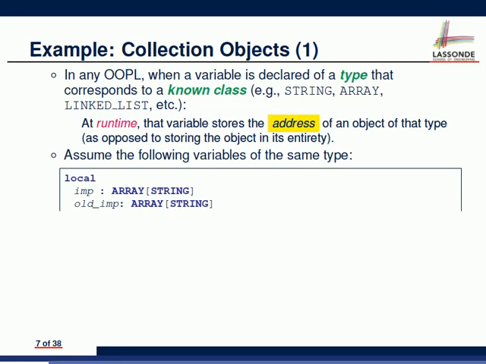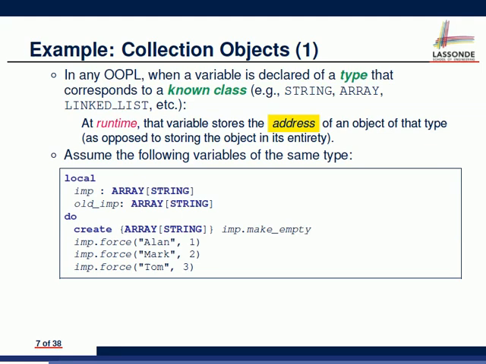Let's say we have an empty array, and we simply append to the end Alan, followed by Mark, followed by Tom. Now, why am I setting it up this way? This is what you should keep in mind.